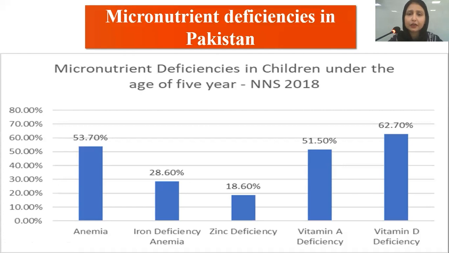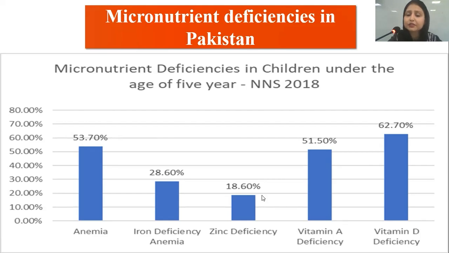This is the scenario of micronutrient deficiencies in children under the age of 5. According to the National Nutrition Survey 2018, 62% of children were suffering from vitamin D deficiency, and we all know that vitamin D is a very important micronutrient because it plays an important role in calcium metabolism. And 53% of children were anemic, 28% were suffering from iron deficiency anemia, and 18% were suffering from zinc deficiency. Zinc is a very important micronutrient because it boosts our immune system.